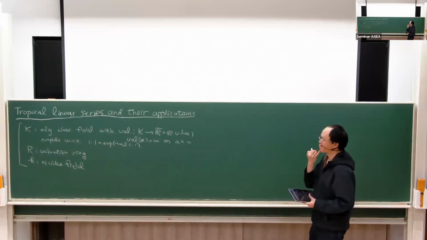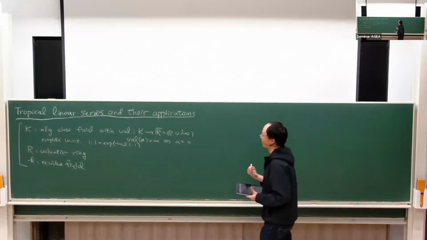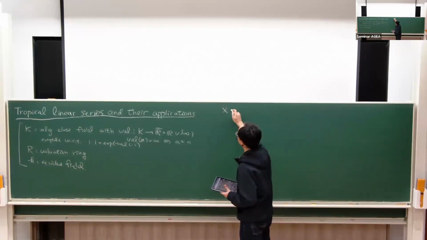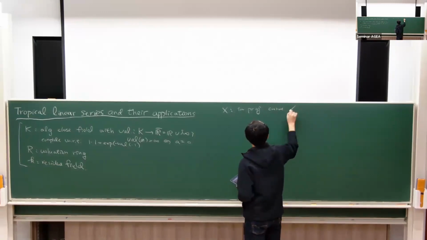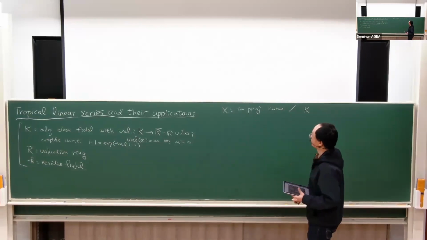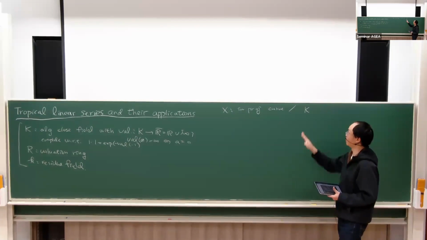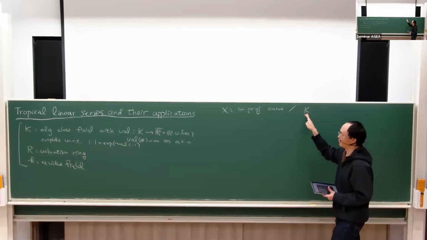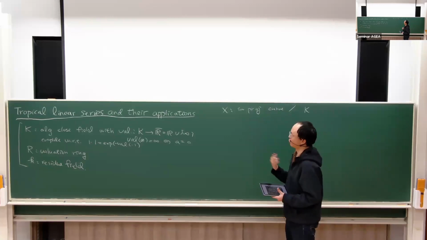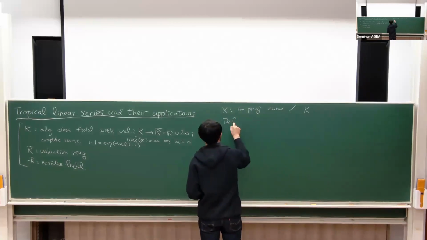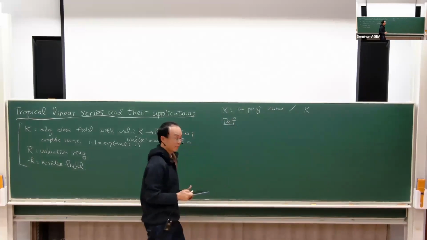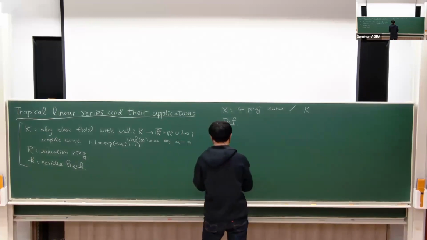So first our goal is to attach a metric graph to a smooth projective curve. Suppose X is a smooth projective curve over K, then we want to attach a metric graph to X through some degeneration, a semi-stable degeneration of X. So first, let us define what is the semi-stable degeneration of X.